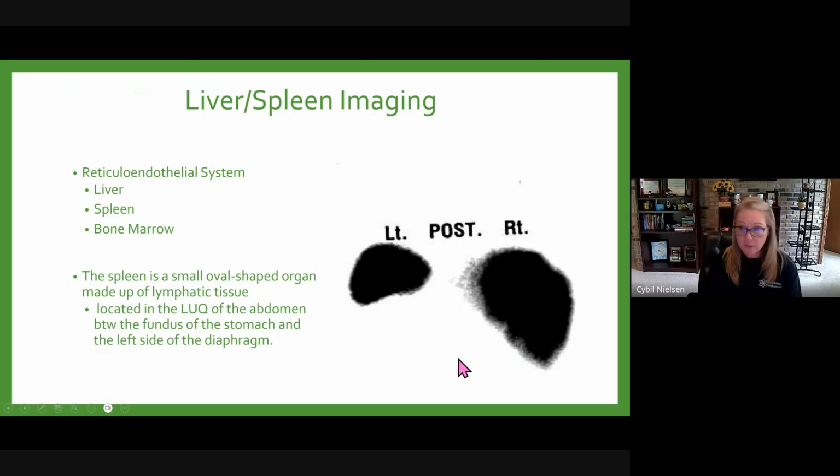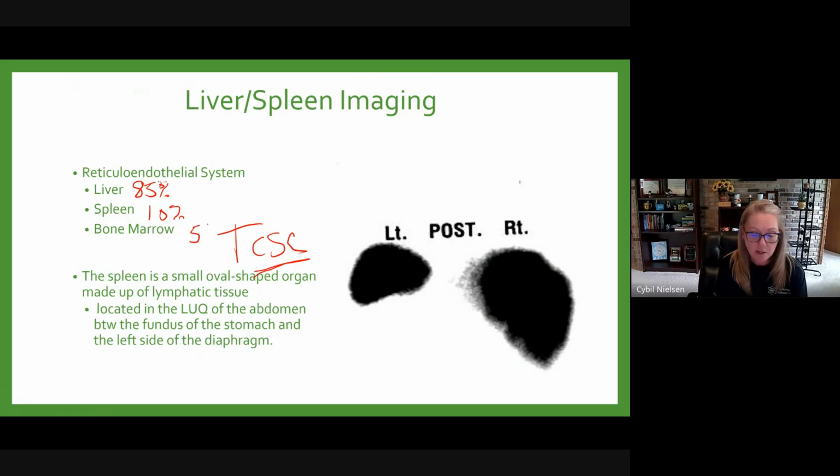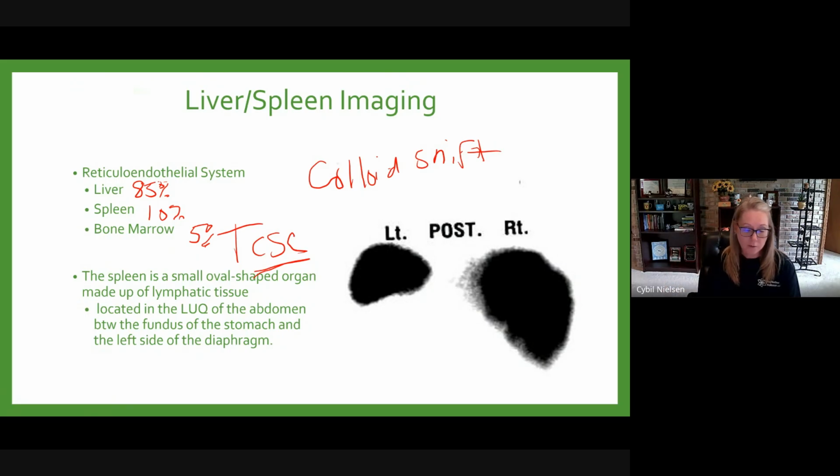All right, liver spleen imaging, we don't do a whole lot of this. We're going to use tech sulfur colloid. And the important thing to know about liver spleen imaging is 85% should go to the liver, 10% to the spleen, and 5% to the bone marrow. And if those percentages change, if the function starts shifting from the liver to the spleen, we call that colloidal shift. And that's because we're giving tech sulfur colloid and the function is shifting from one organ to another.